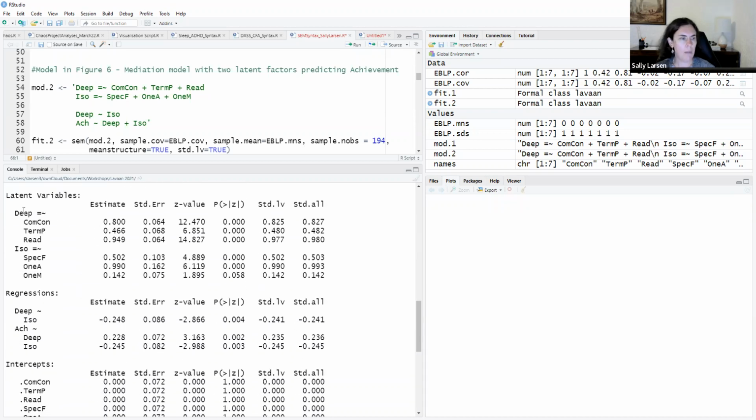So again, we get the same information, deep and isolated learning predicted by these observed variables, and you'll get very similar loadings on those variables, even though you've brought in another observed variable into the model.